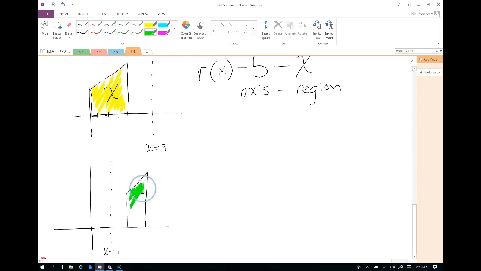So another example, there's our region that we're being asked to revolve, and we're being asked to revolve it around x equals 1. So the region is always going to be symbolized by an x in our radius function. And when we set up that radius function, we're going to do the one on the right minus the one on the left. So in this graph, the region is on the right, and the axis of revolution is on the left. The axis of revolution is always going to be represented by just a number. So this is x equals 1. So our radius function is going to be x minus 1.